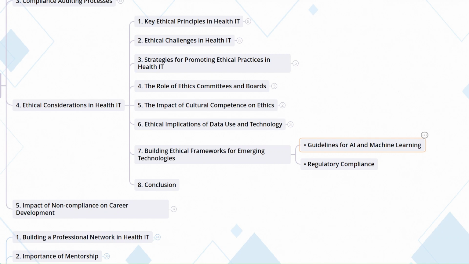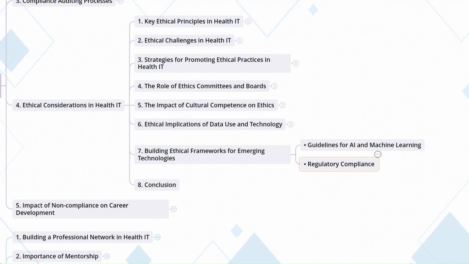Firstly, guidelines for AI and machine learning. Creating ethical guidelines for AI applications in healthcare involves ensuring that algorithms are designed and deployed in a way that is transparent, accountable, and fair to all patient demographics.